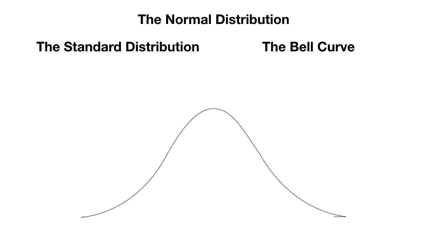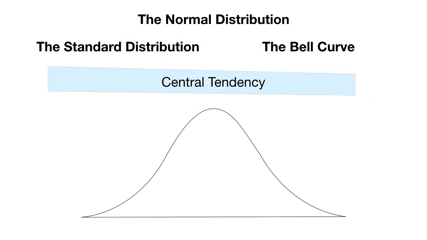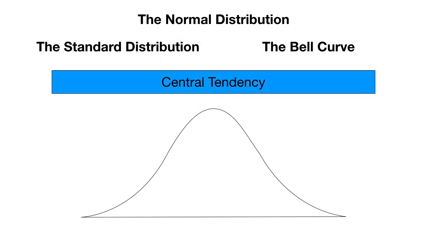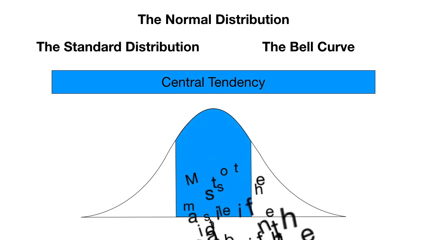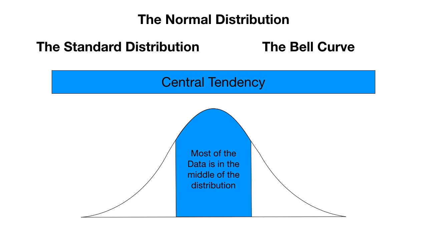This lesson is an intro to the normal distribution, also known as the standard distribution or the bell curve. It's called the bell curve by a lot of people because of its shape, which resembles a bell. The normal distribution is all about the idea of central tendency. By central tendency, I mean that most of the data is going to be in the middle of the distribution. The data tends towards the central part of the curve.